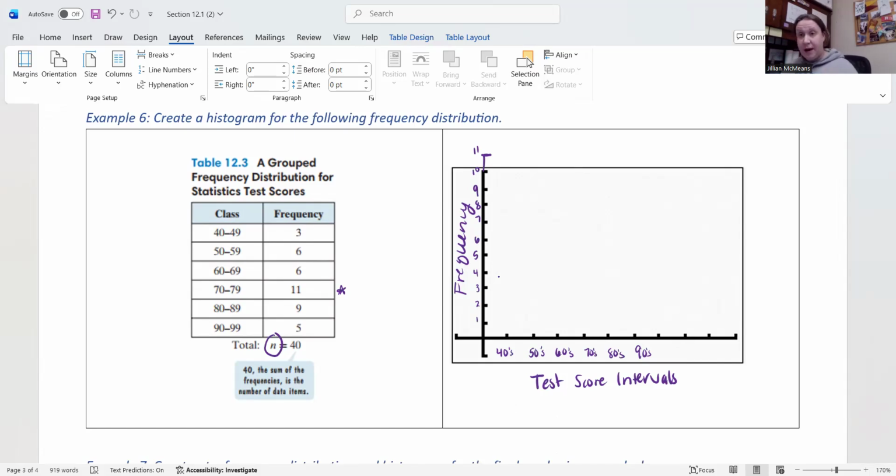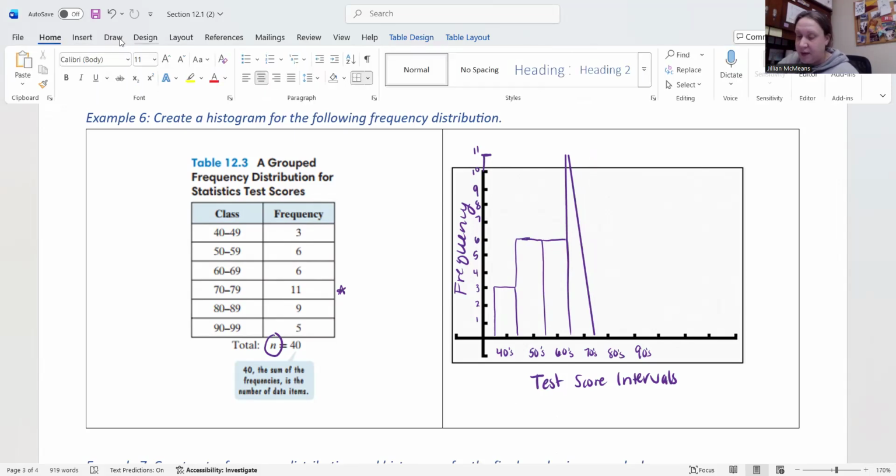Okay, we had 3 items in the 40s. So my bar for the 40s is going to go up to 3. Okay, for the 50s, we have 6. For the 60s, we also had 6 data items fall in the 60s. For the 70s, we had 11. So remember, we had to kind of expand our y-axis a little bit, but that's no big deal. We can do that.